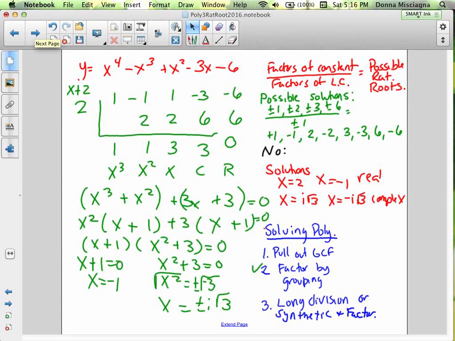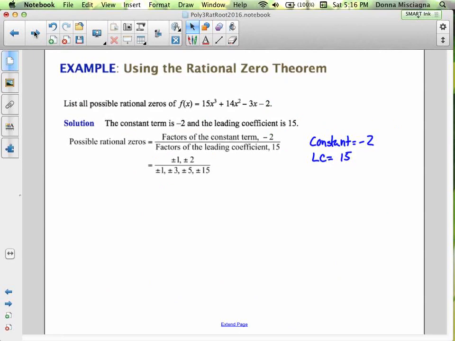So here we use synthetic division once and then factor by grouping and then solving by square roots. So you'll do that. You may use more than one technique, right? Because at certain parts of these problems, one technique's better than another.